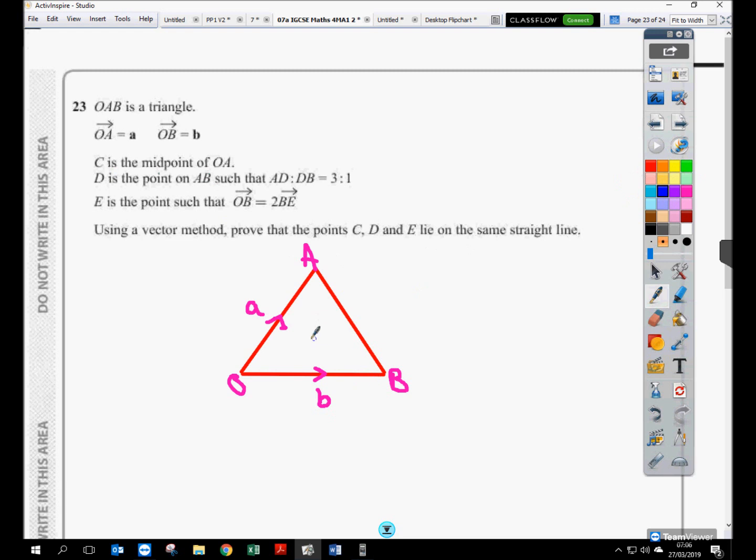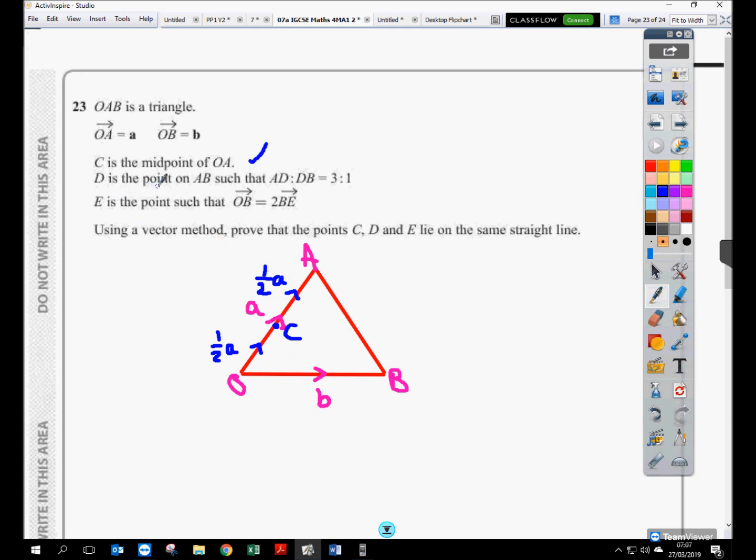Okay, what else can I mark on? C is the midpoint of OA. Okay, so C is the midpoint of OA. Now, what I'm going to do is just adjust the diagram slightly. Because I know this is the middle, then this must be half of A. And this bit must also be half of A.